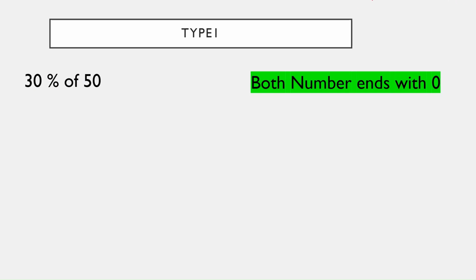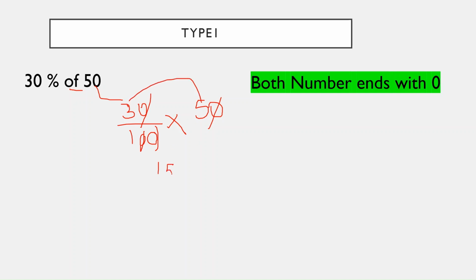First I will show how we normally do it. 30% of 50. We take 30 divided by 100, and 'of' means into, then this 50. Now do the simplification. This 0 and this 0 will cancel. 3 fives are 15. This is how we do it normally.